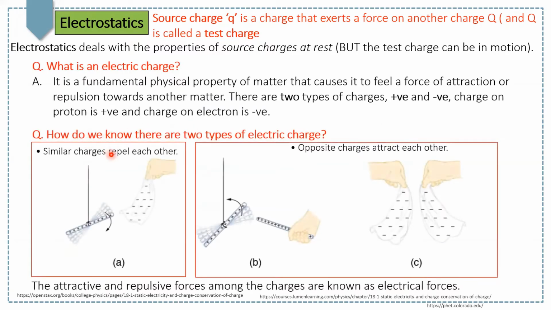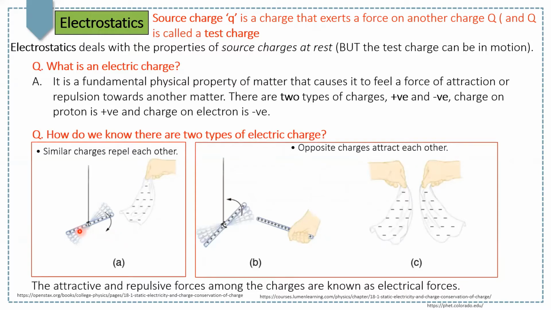Now the question is, how do we know that there are two types of electric charge? A body is electrically neutral if it contains an equal number of positive and negative charges. When two bodies are rubbed together, the electrons from one body transfer to another body, and hence their neutrality is disturbed. A body which gives electrons becomes positively charged, and the body which gains electrons becomes negatively charged. Please note that by convention, we call them positively and negatively charged. It was Franklin who named them positive and negative charges.